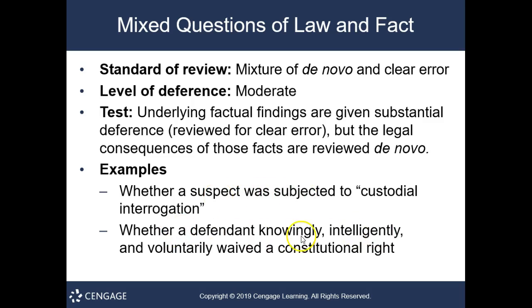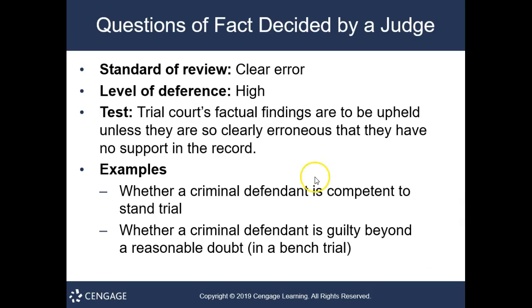Whether a defendant knowingly, intelligently, and voluntarily waived a constitutional right, again, is the same thing. We've got to know what happened first to know whether they knowingly, intelligently, and voluntarily waived a constitutional right. And then we have to make a determination based on what the law requires for that waiver in order to make the decision. So it's a two-part test.